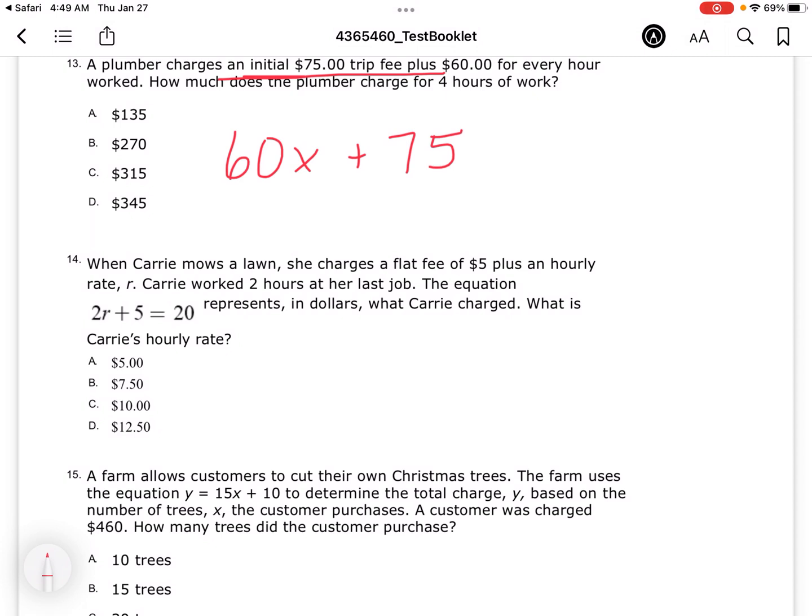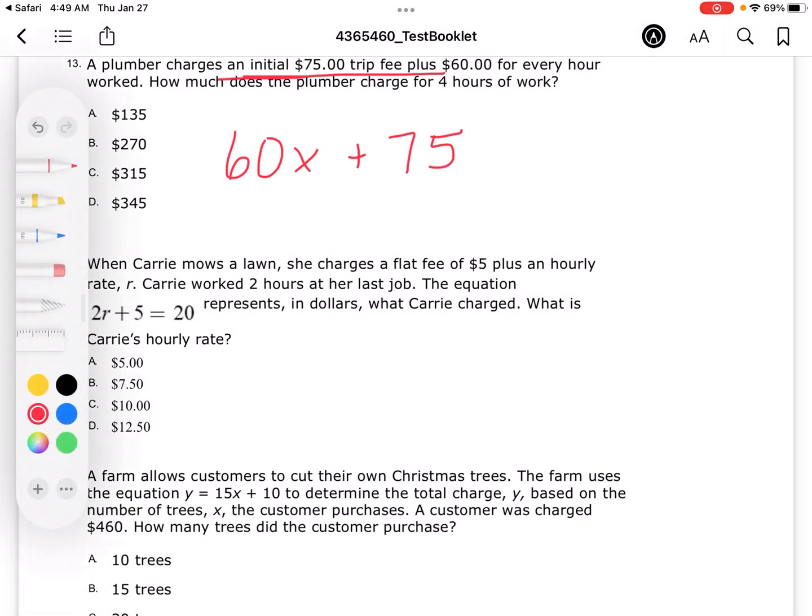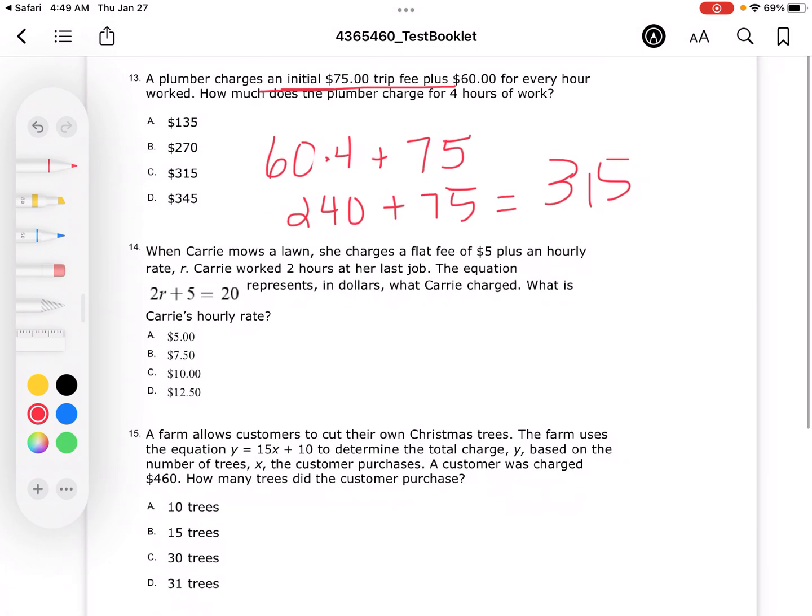How much does the plumber charge for 4 hours of work? Well, I can really erase that 4, because I know x is 4 in this case. So 60 times 4 would be 240 plus 75. Well, 240 plus 75 is going to give me $315.